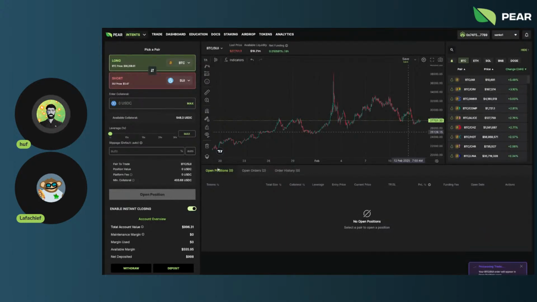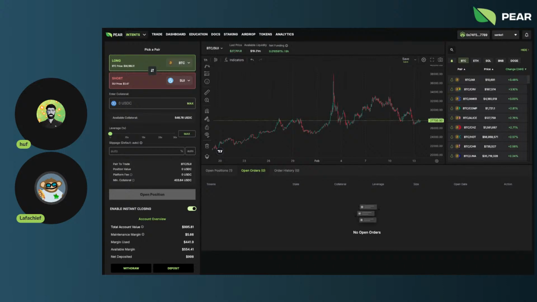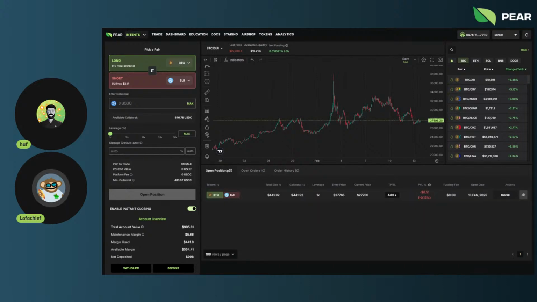Lafa, can you talk a little bit about what's going on the back end here? Sure. Now you send probably a limit order. Yeah, exactly. You send an order. I'm not sure if it was limit or market, but in the background, the solver picked up the order, did whatever hedging he needs to do, and then opened up the order for you.